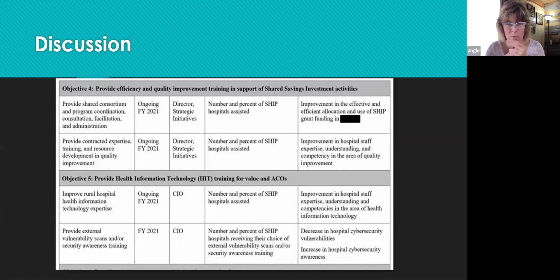So these were for the ACO and the Health Information Technology, the HIT part: improvement in hospital staff expertise, understanding, and competencies in the areas of HIT. And here's your cybersecurity, and I thought, decrease in hospital cybersecurity vulnerabilities. Did we know how many we had pre versus post? Again, looking at, did we make a difference in this?